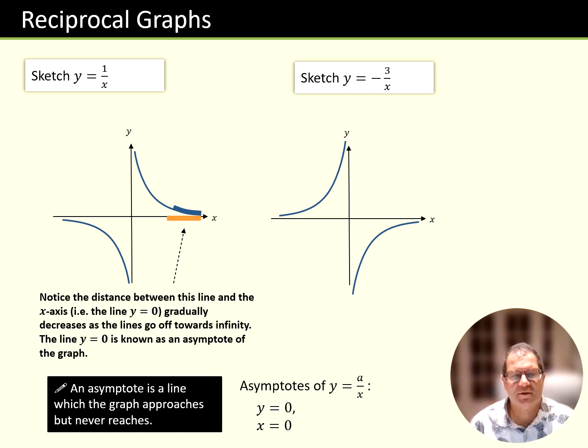Basically, something about asymptotes it mentioned at the bottom. So for the reciprocal graphs, they tend towards the x-axis or the y-axis. Okay, so the distance between the curve and the x-axis gradually decreases as the lines go off towards infinity, and both y equals 0 and x equals 0 for these two graphs are the asymptotes.